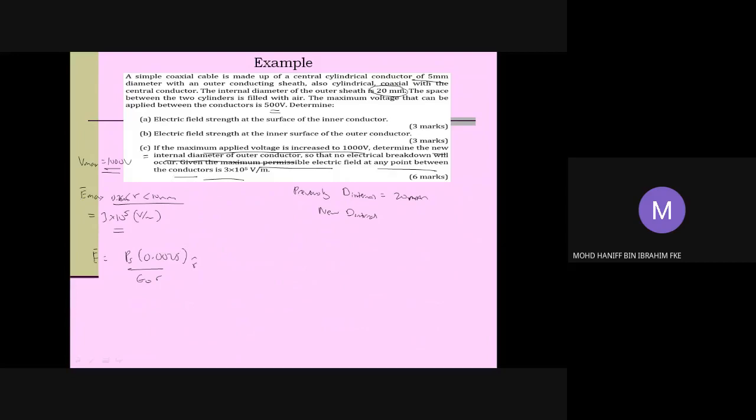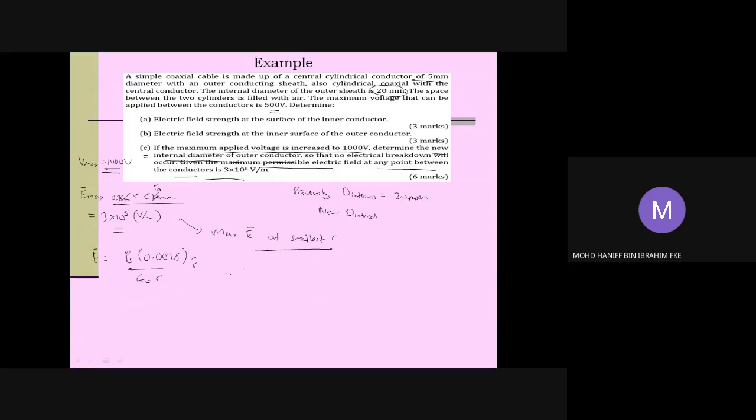Given that the Emax is 3 times 10 power of 5 within 0.25, and I shall put a new one, not 10 now, let's say R naught, which is the new radius. Based on this, the maximum E field can happen at the smallest R. Based on this equation, we have the maximum E field when we have the smallest R. The smallest R it can be is 0.25, right?